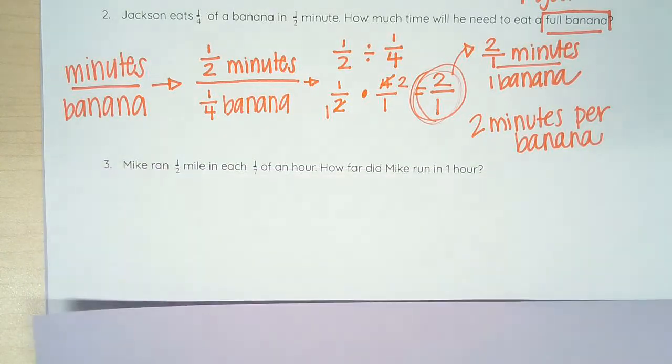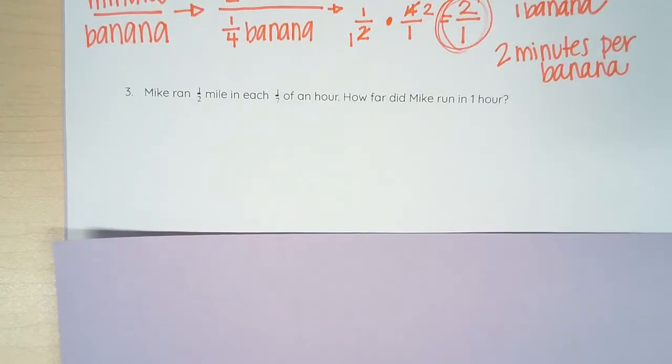All right, why don't you try this one? It says Mike ran 1/2 mile in each 1/7 of an hour. How far did Mike run in 1 hour? Go ahead and solve this now. You will type your answer into the box.